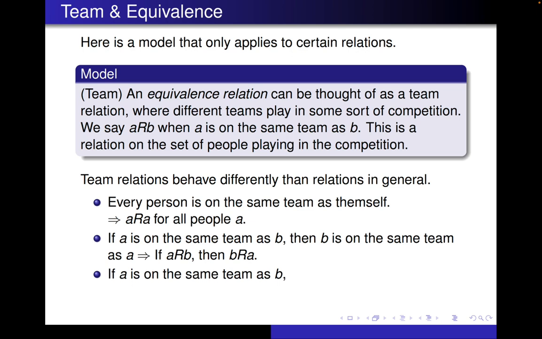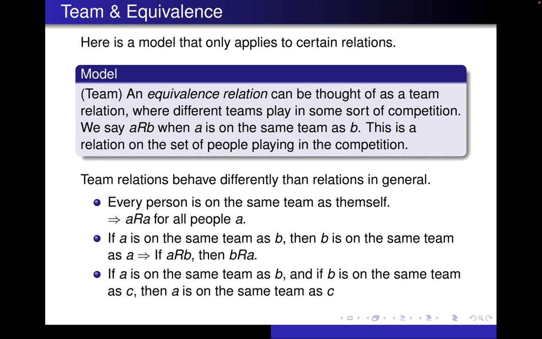And then the third one is if A is on the same team as B, and if you have B being on the same team as another person C, then it has to be that A, B, and C are all on the same team. In other words, then A is on the same team as C. And again, with your random relations, this is not going to be the case, only with special relations. And so if we want to state this more abstractly, it says if A is related to B, and if B is related to C, then A is related to C. And these three properties are the fundamental properties that make up an equivalence relation.